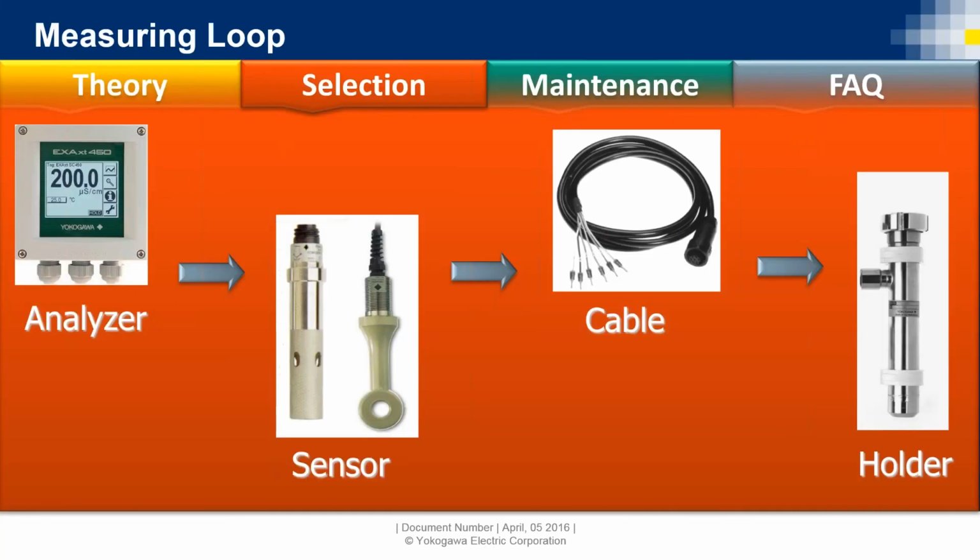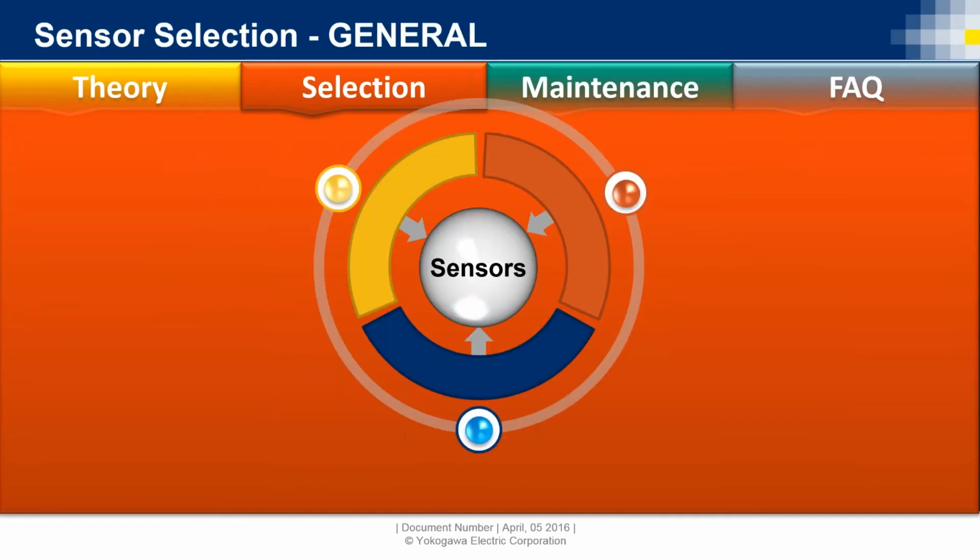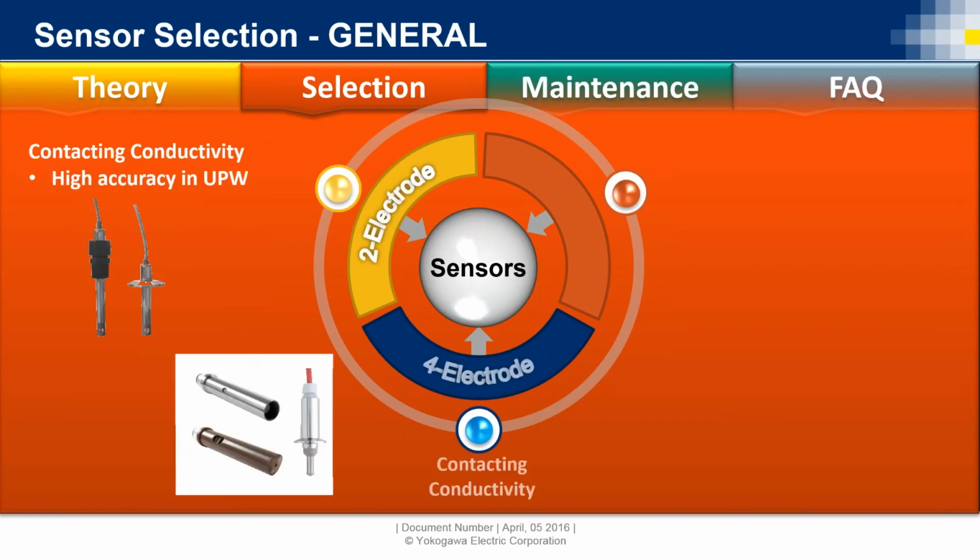So when do we know what to choose and where to choose? You have the exact same kind of setup that you have with pH. You have some analyzer, some sensor with a cable, and some holder. When we get into sensor selection with contacting, there are two styles that I mentioned. You have what we call a 2-electrode, and we have what we call a 4-electrode. There are advantages of using 2-electrode. You're going to use those most likely. They have the highest accuracy in ultra pure water, low conductivity values.